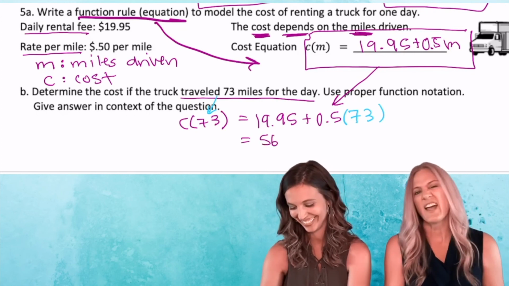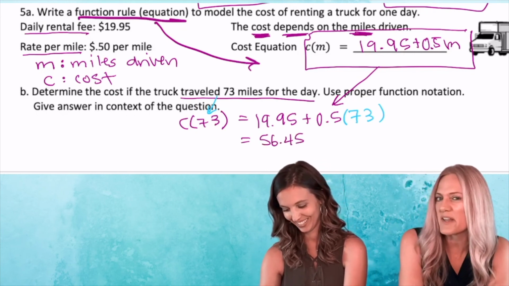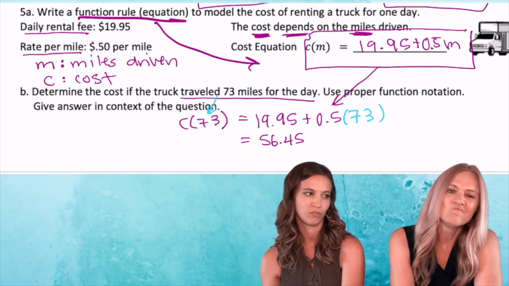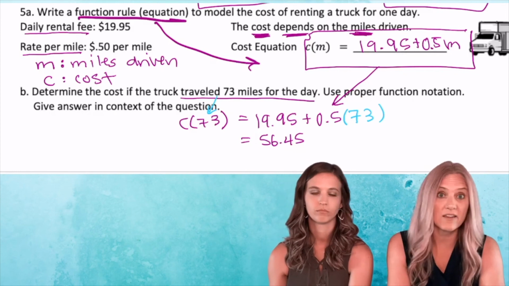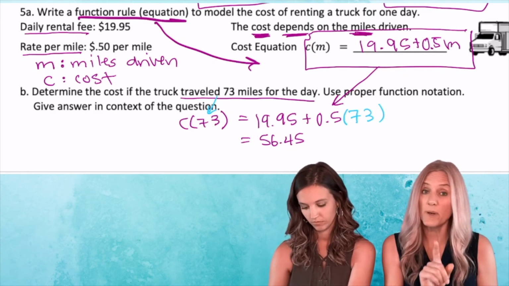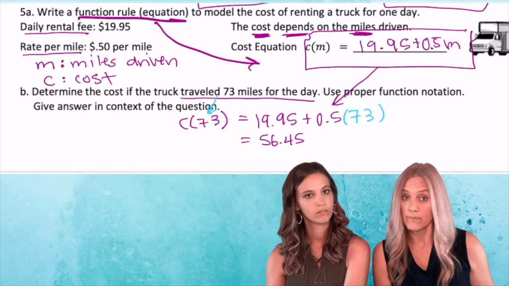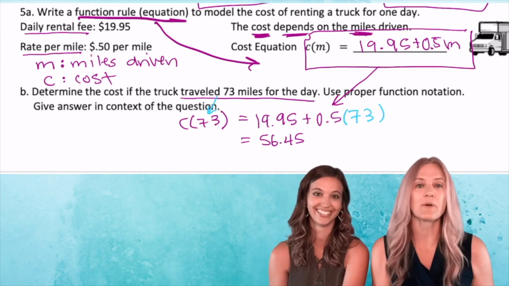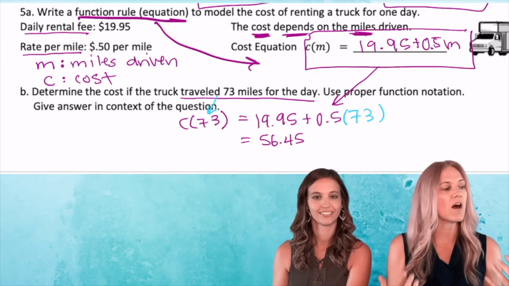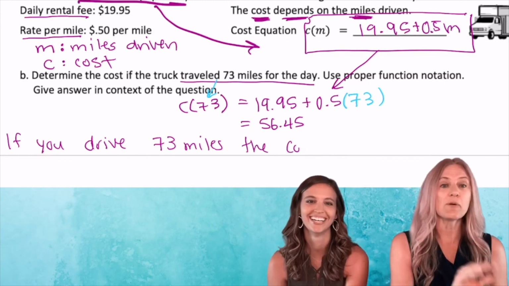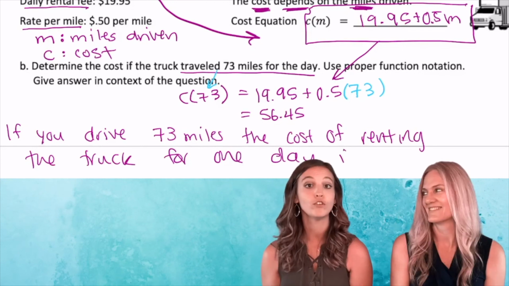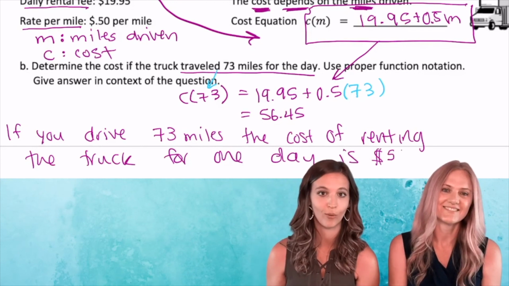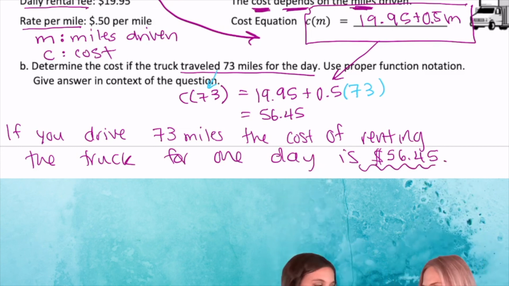Hey, do you think this is an okay place to use a calculator? Yeah, there's decimals. I mean, I guess you could use a calculator here. Remember, overall though, we want to try and not use calculators for every little thing. Like if you punch 2 times 3 into your calculator, no. One of the things we want to focus on this year is making sure that when we are answering a real life question, that we write out the final answer in context of the problem. So, Miss Ryan, if you've driven 73 miles, the cost of renting the truck for 1 day is $56.45.